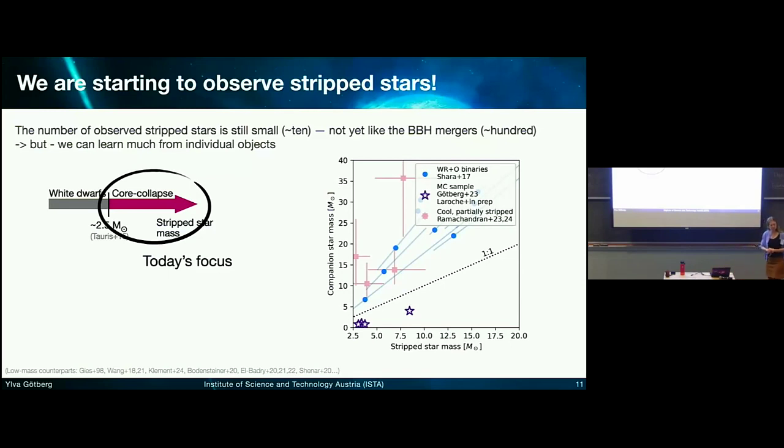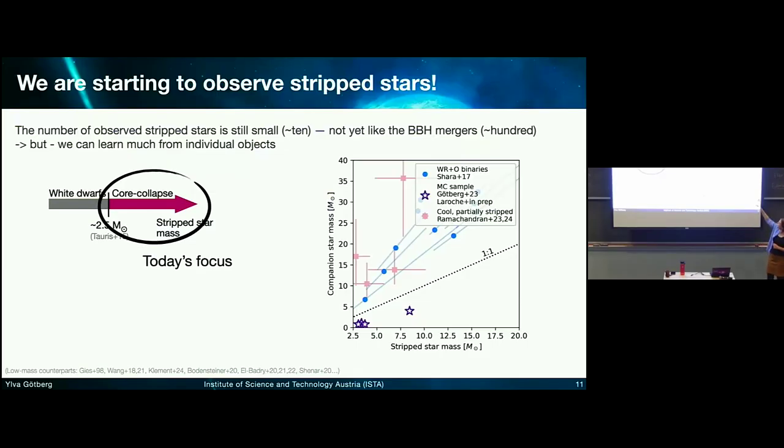Here we're looking at the strip star mass compared to the companion star mass. The blue dots are actually Wolf-Rayet star binaries, Wolf-Rayet plus O star binaries. So some of them are maybe a little bit questionable, like this one here, given that an O star typically does not have 7 solar masses. So we are not so sure here with the masses all the time.